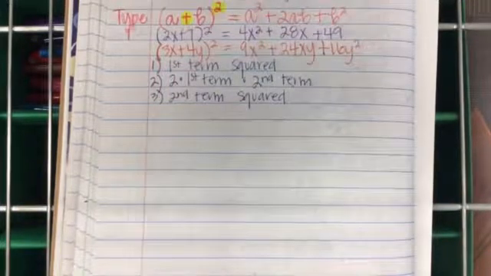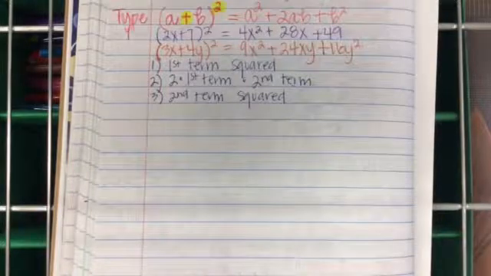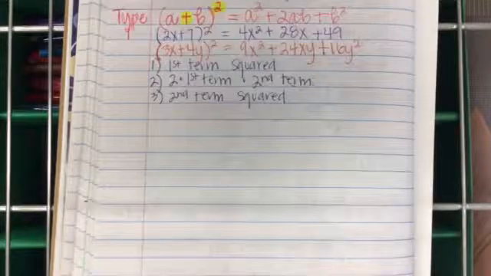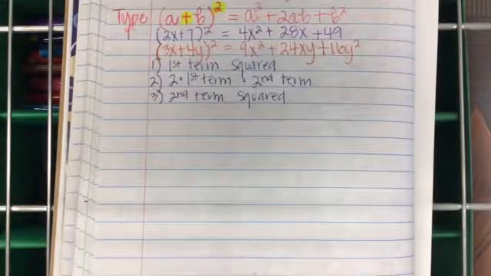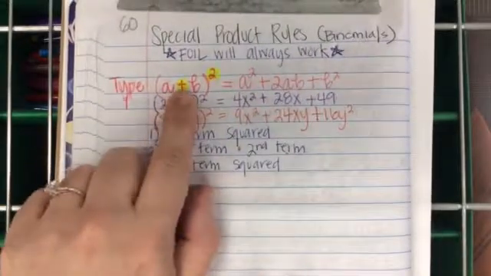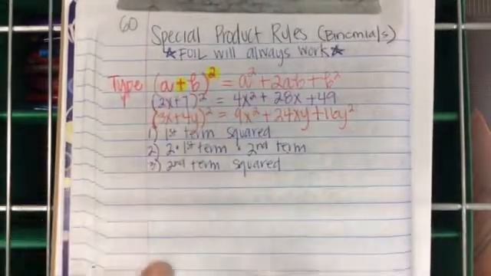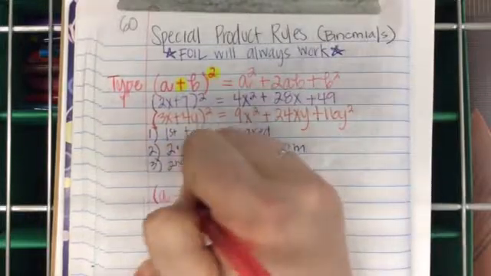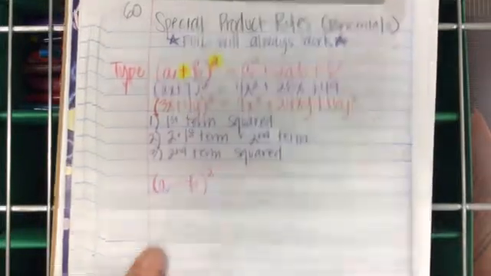And again, if this doesn't make sense to you, what could you do? Foil. So you say, all right, so this is a plus. Mrs. Long, what happens if it's a minus? All right, let's do that one. A minus b squared.